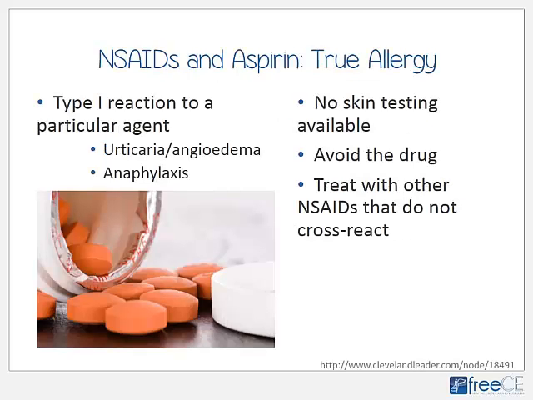For a true allergy, you can have a type 1 reaction to a particular agent. True allergies make up about 30% of all of the hypersensitivities with this class. The type 1 reactions can be divided into two groups. You can either have an anaphylactic response or just urticaria and angioedema. Every once in a while you'll get a type 2 response like thrombocytopenia. But like I said, that's pretty rare.